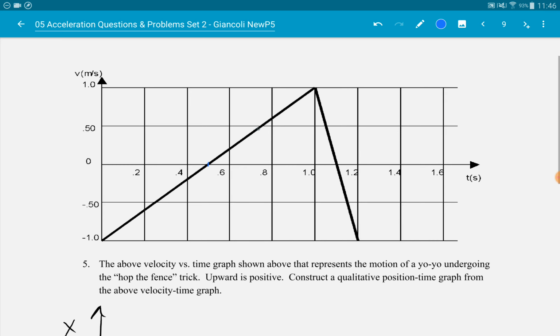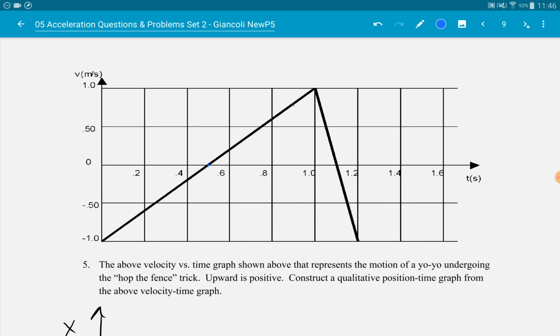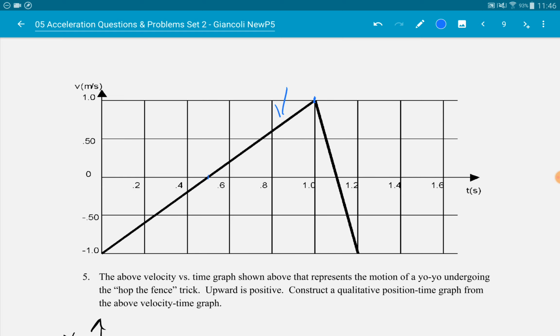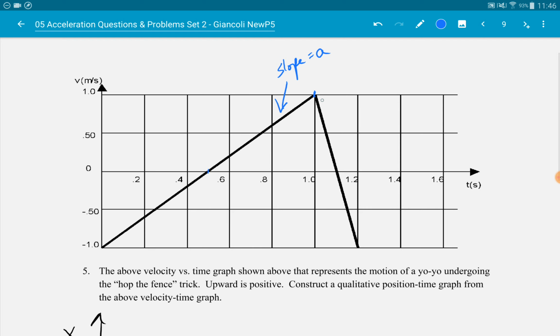All right, so the yo-yo is going upwards and getting faster up to here, and then something weird happens here. The slope of this graph changes. Well, we remember that the slope on a velocity time graph is just telling us the acceleration. Okay, so it means that from before the 1 second mark to after the 1 second mark, the acceleration changes. So the acceleration goes from positive to now negative after the 1 second mark.